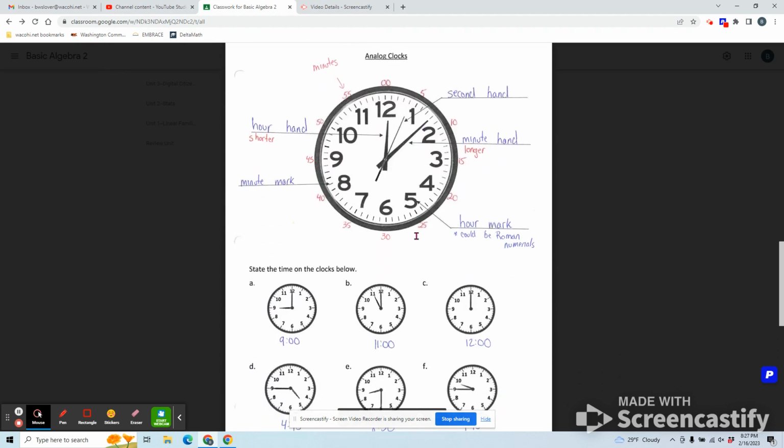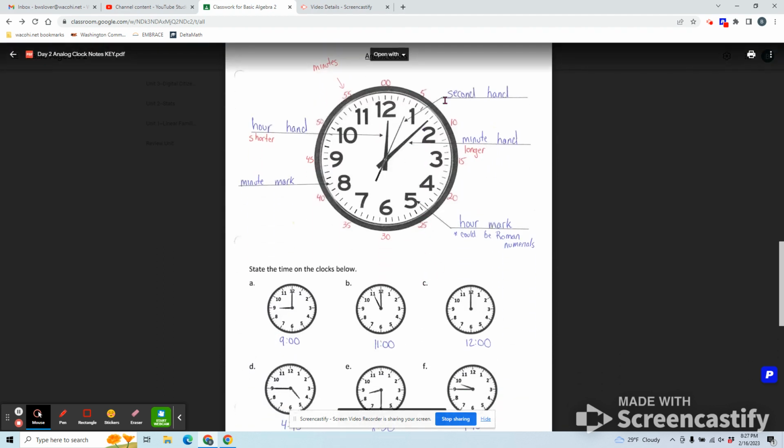Here's an analog clock. So this line, this arm, if you will, they're called arms, is the second hand. Typically it's red. It's a red second hand that goes around. It moves every second. It's not always red, but most of the time it is.